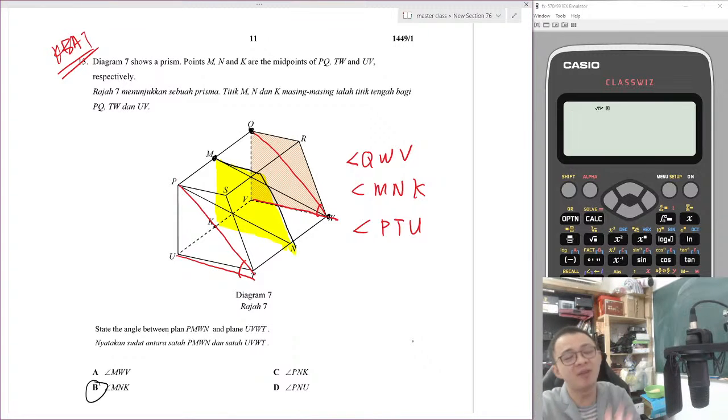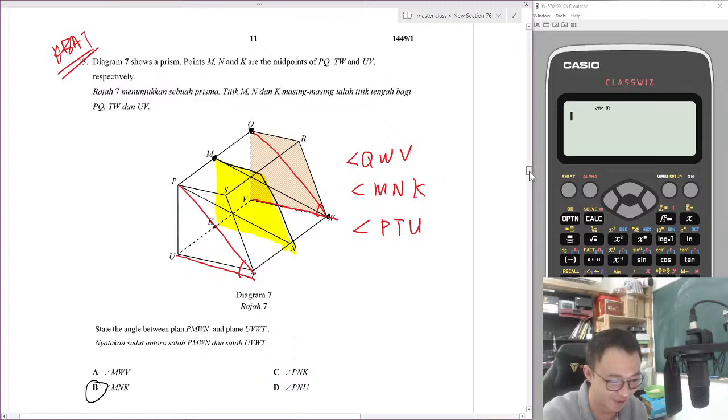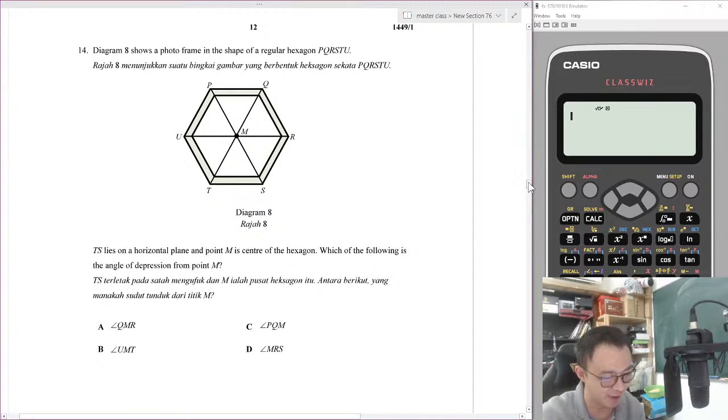This is a very important concept in this topic. If you can understand this one, you will be less likely to make mistakes. So I hope you understand. Let me move on. I'm a bit slow here.